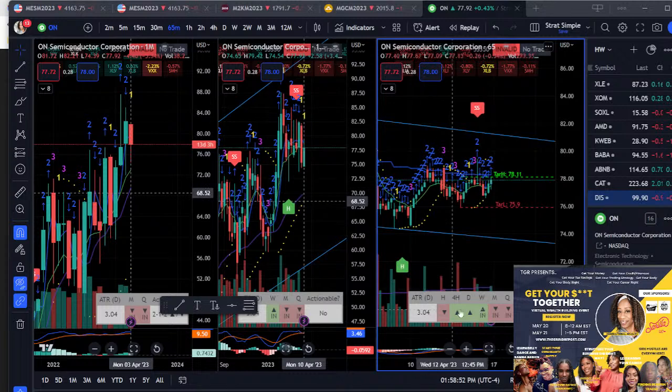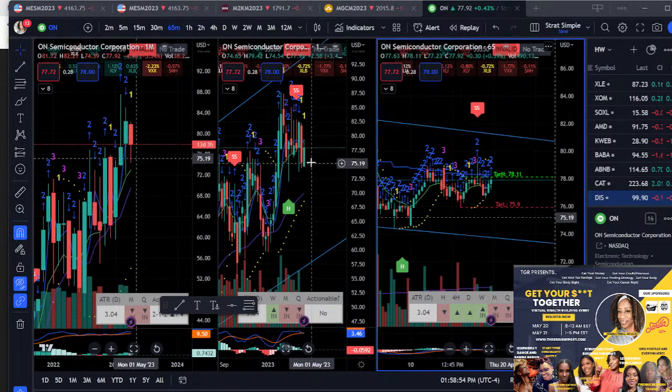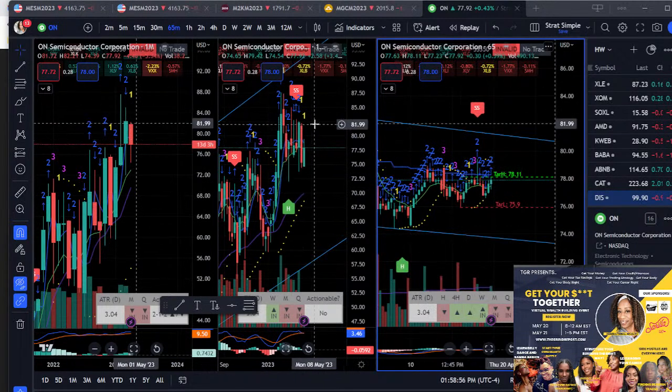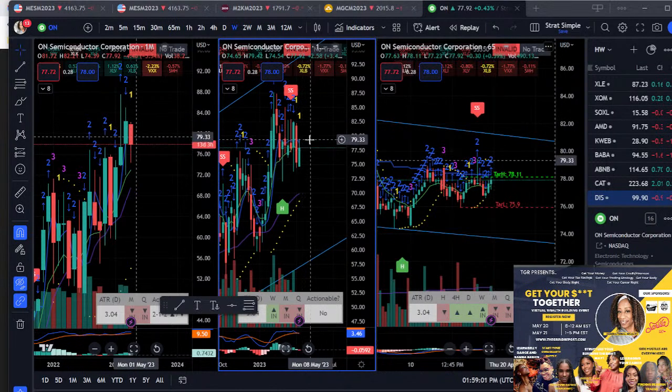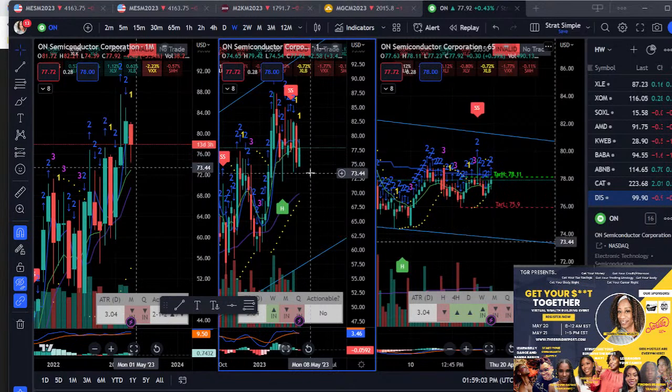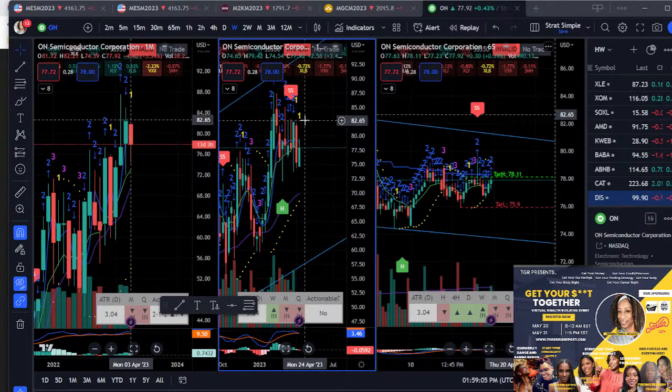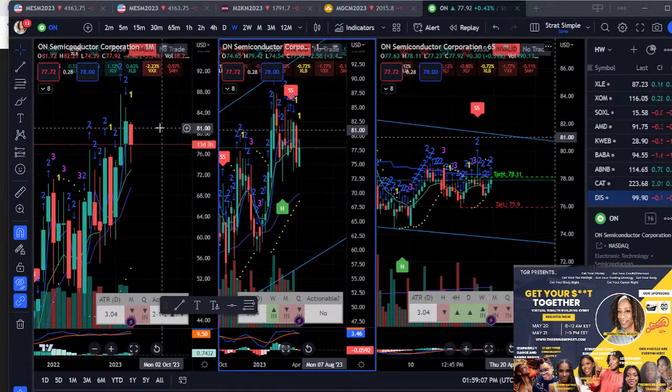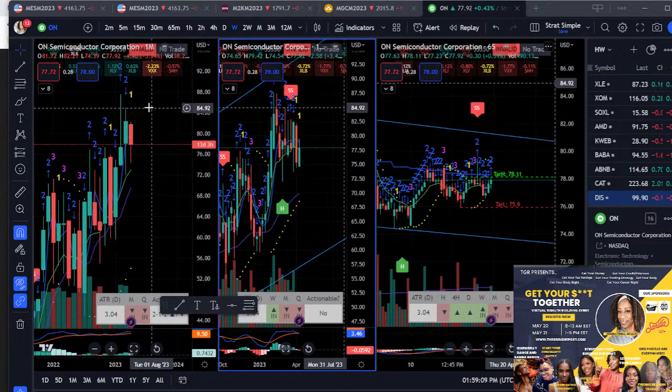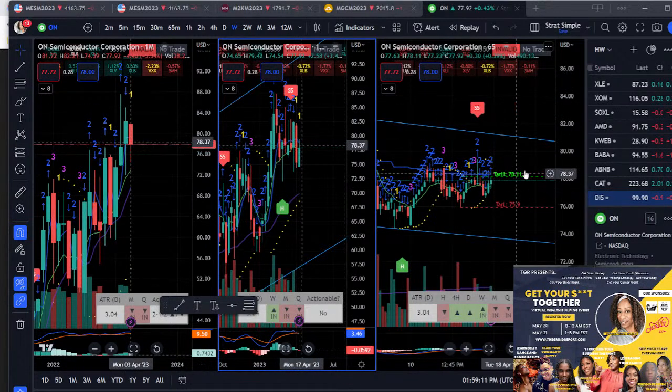Let's see. Yep, and then if it continues and it can finally break out of this, I mean, nice weekly range, if it wants to break out of that, then it can actually send the month up. So just need to see if it can break through.